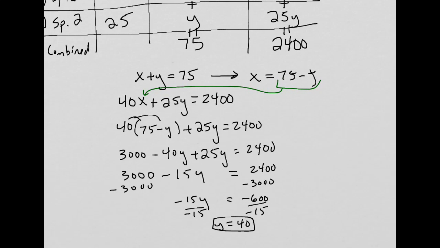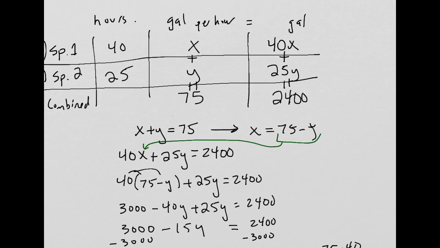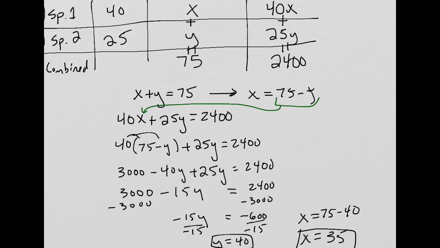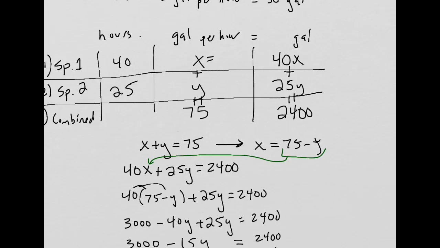To find x, I'm just going to take my y value and plug it back in for y over here. So I know that x is equal to 75 minus y. So here we go. I know that x is going to be 75 minus 40. So x is 35. So what we just found out is that sprinkler 1's rate is 35 gallons per hour, and sprinkler 2's rate is 40 gallons per hour.